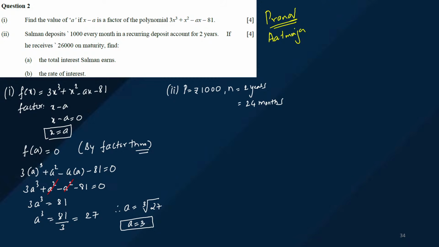Clear? Okay, so p is equal to 1000, n is equal to 2 years, that is 24 months. So now what is the question? He receives 26,000 on maturity. So 26,000 on maturity means the maturity value is 26,000. First of all, you should know the formula.